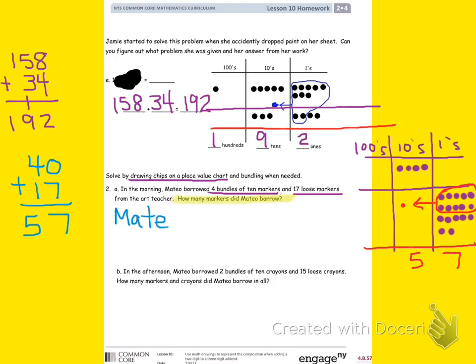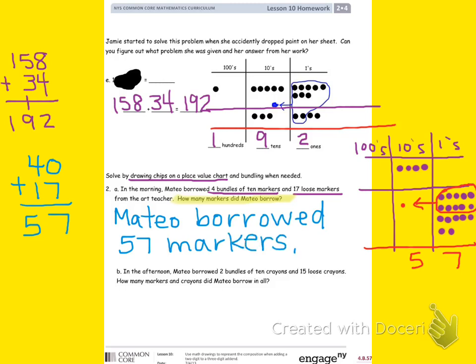Mateo borrowed 57 markers. It's always important to read, draw, write. Don't forget to answer the question in word form using a sentence.